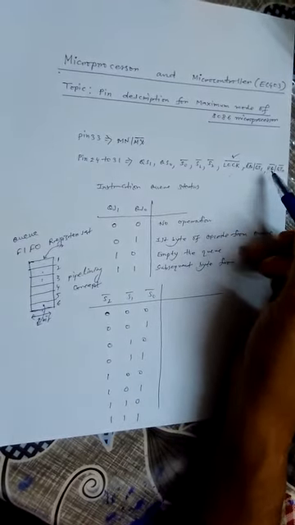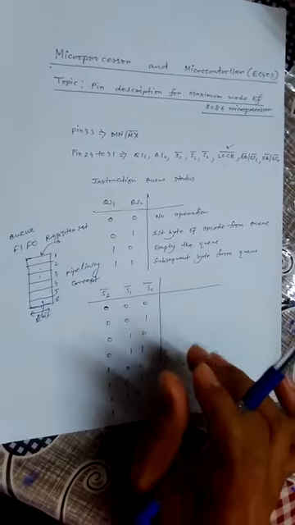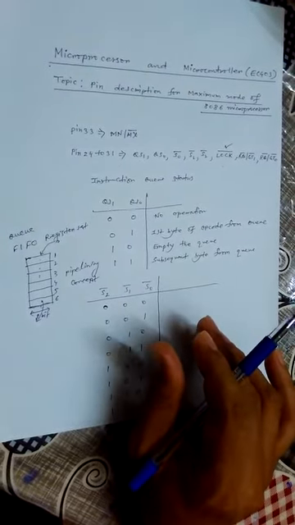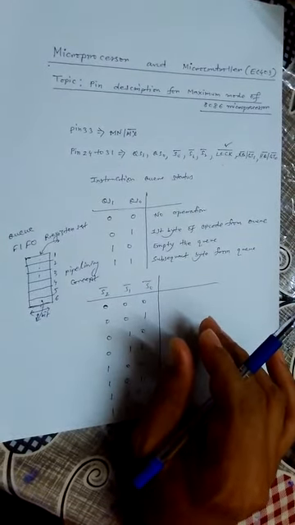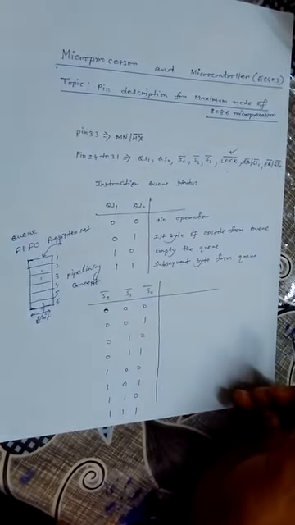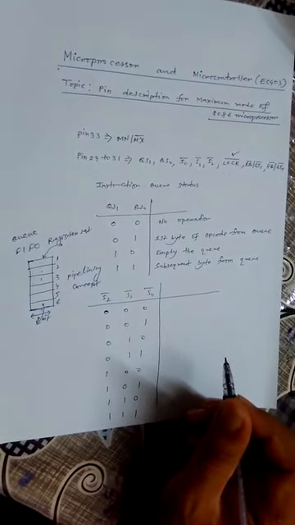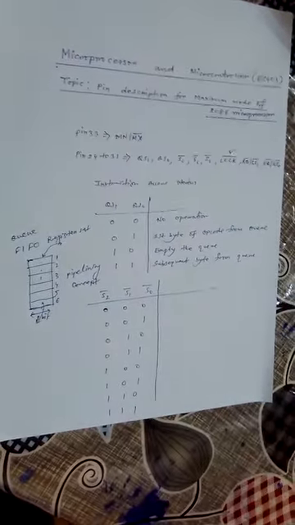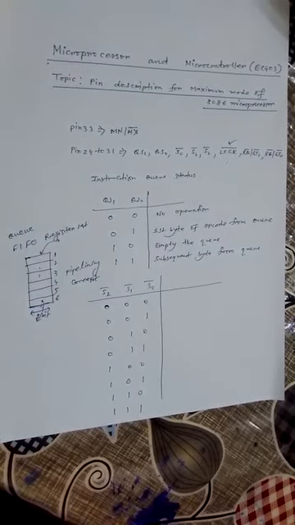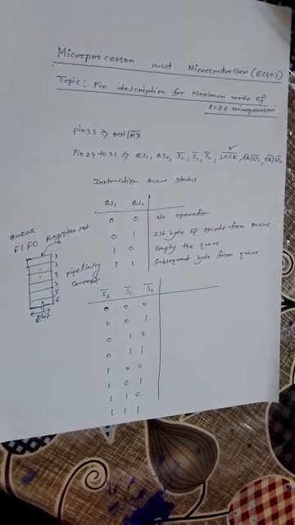You remember this? I think all of you have now understood the different pin functions for the maximum mode of the 8086 microprocessor. Next class I will discuss the registers of Intel 8086, and after that I will discuss the internal architecture of the 8086 microprocessor.